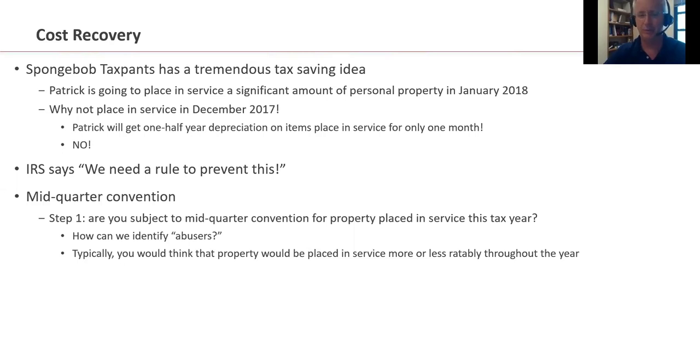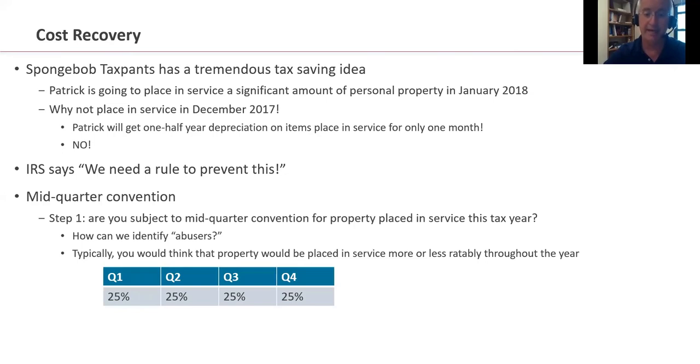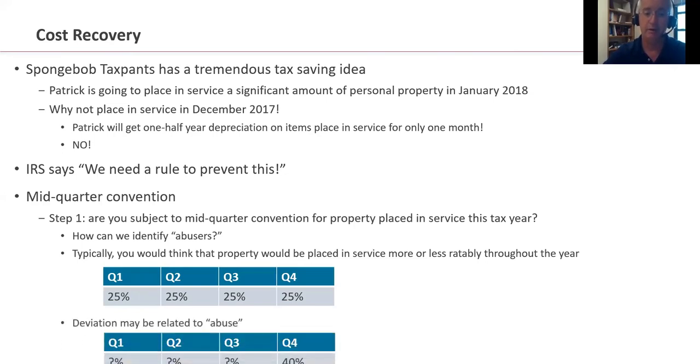Well, how much are we going to measure? Well, if on a random basis, 25% would be placed in service in the fourth quarter of the year, then we know it's got to be more than 25%. And the number they came up with was 40%. So what happens is you look each year at the amount of personal property that a taxpayer placed in service. If more than 40% of the property for that year was placed in service in the fourth quarter, that taxpayer is required to use the mid-quarter convention for everything placed in service that year.